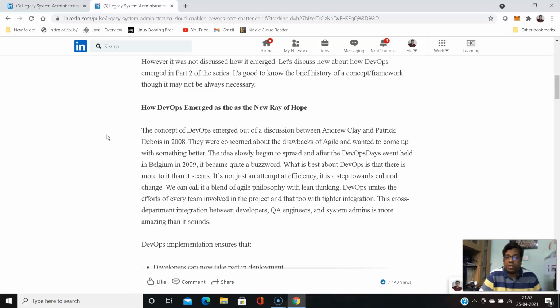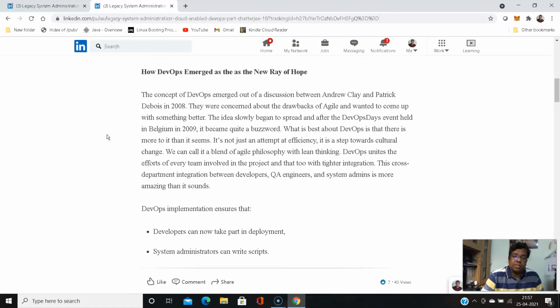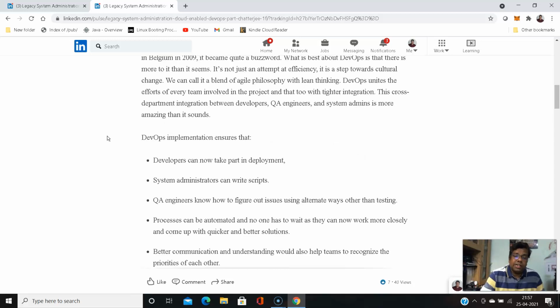became quite a buzzword. What is best about DevOps is that there is more to it than it seems. It's not just an attempt at efficiency, it's a step toward cultural change. We can call it a blend of Agile philosophy with lean thinking. DevOps unites the efforts of every team involved in the project, and that too with tighter integration. This cross-department integration between developers, QA engineers, and system admins is more amazing than it sounds.